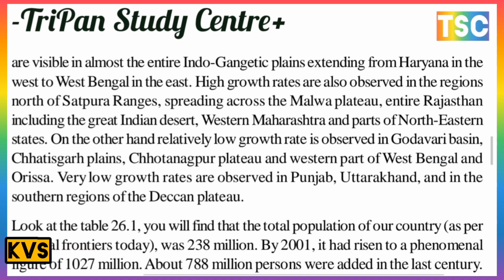Look at table 26.1. You will find that the total population of our country, as per our political boundaries today, was 238 million in 1901, and by 2001 it has risen to the phenomenal figure of 1027 million.